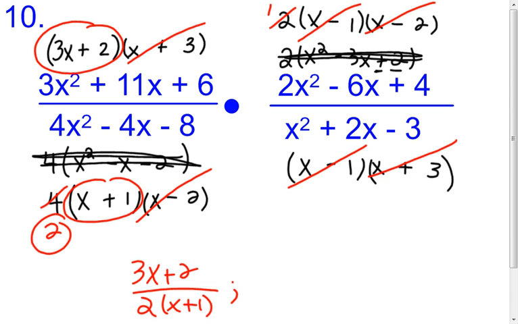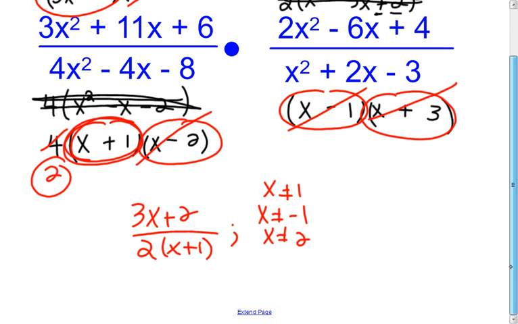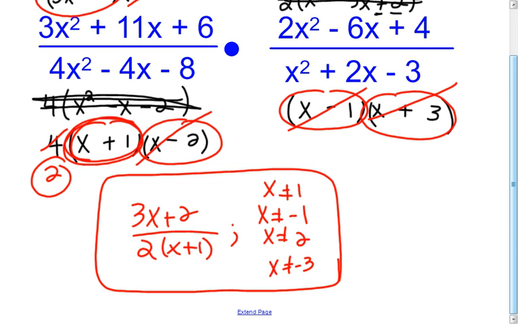Okay, now, if you look at this right here, x can't be negative 1. Right here, x can't be 2. Right here, x can't be positive 1. And right here, x can't be negative 3. Okay, so there you go. And if you wanted to multiply that bottom out and make it be 2x plus 2, that is completely fine too. All right?